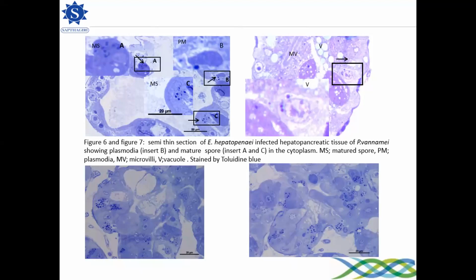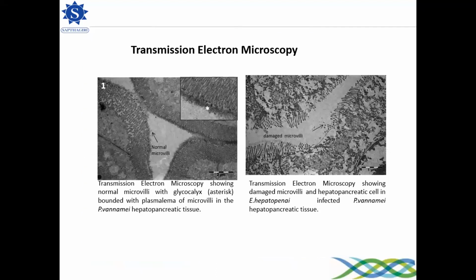So this is the picture. This is a transmission electron microscopy of healthy and EHP infected hepatopancreas. The first picture shows healthy microvilli and the tubular space. Microvilli absorb all the nutrients. The second one shows HP cells completely damaged, and the microvilli structure is completely distorted.